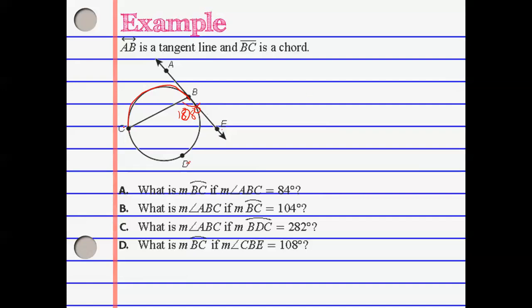So we know that arc CDB is going to equal 216 degrees. So in order to get the other arc, we just talked about what we know about circles, right? We're going to take 360 and subtract 216, which is going to give us 144 degrees. So that would give us 144 degrees.